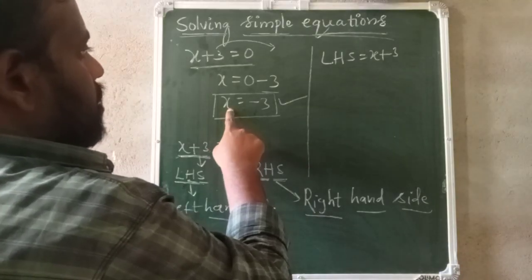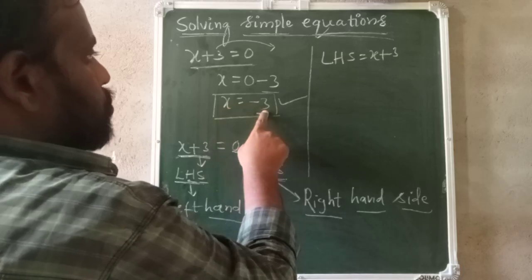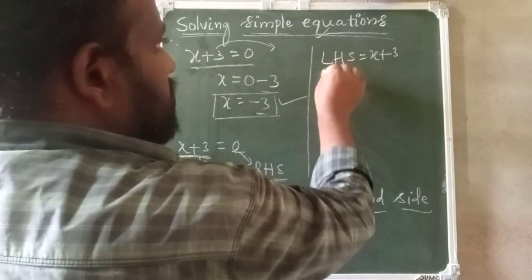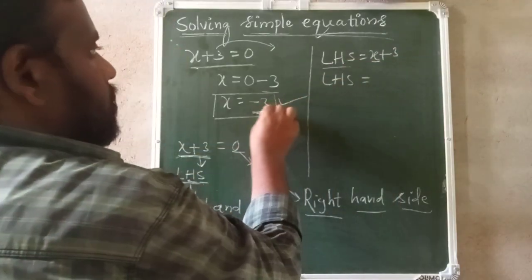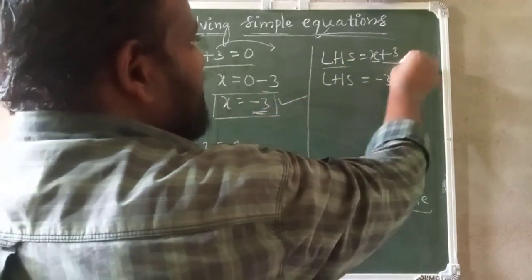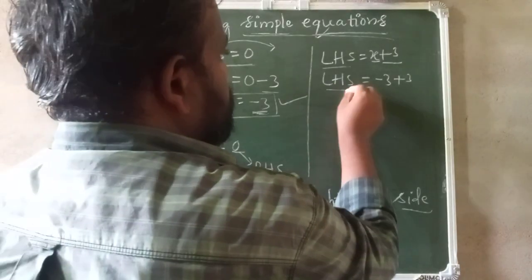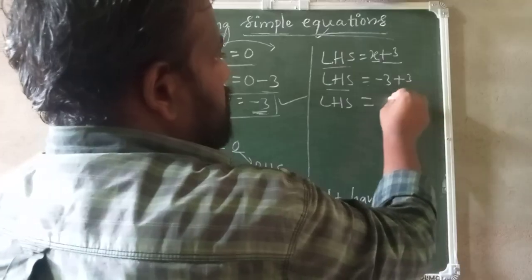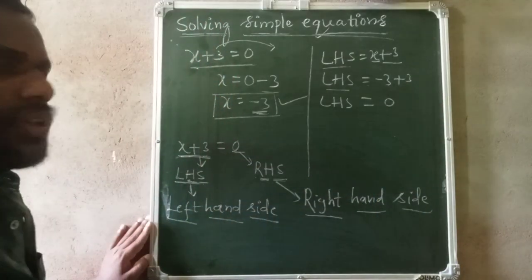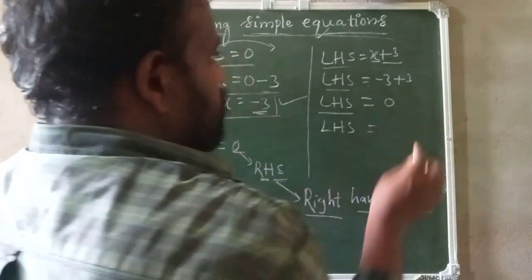So x is equal to minus 3, right? So in place of x, substitute minus 3. So write this LHS is equal to, so in place of x, I'll substitute minus 3. Next plus 3. Okay. Next step, LHS you write as it is equal to, so minus 3 plus 3 is 0. Okay. Next write this LHS is equal to 0.